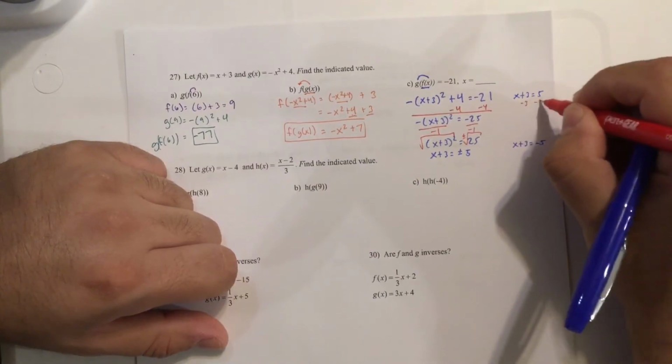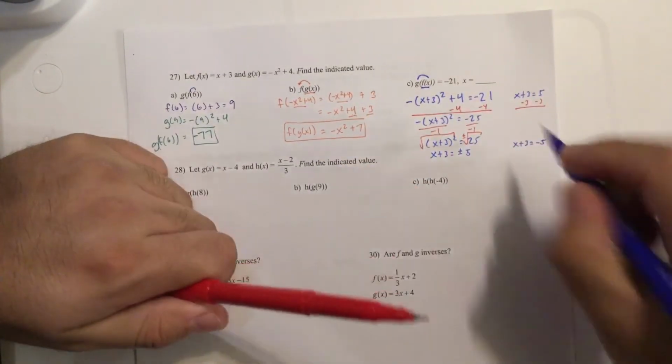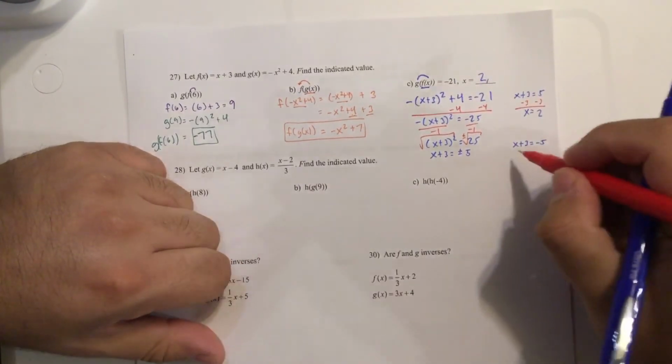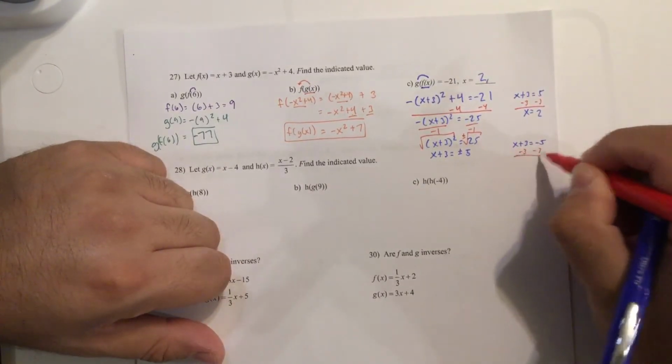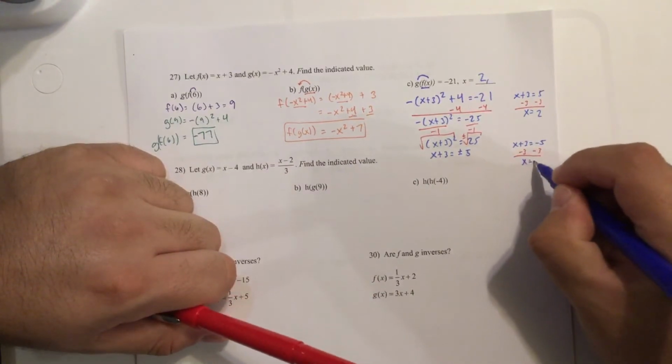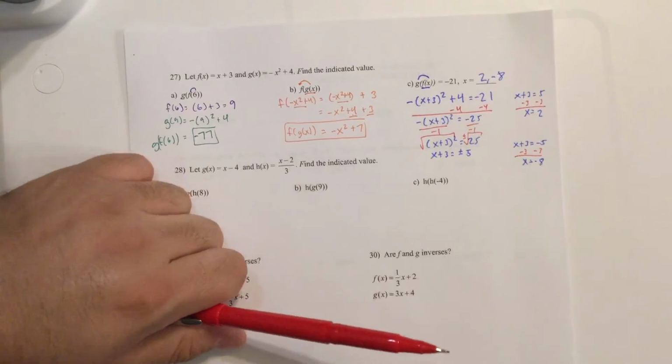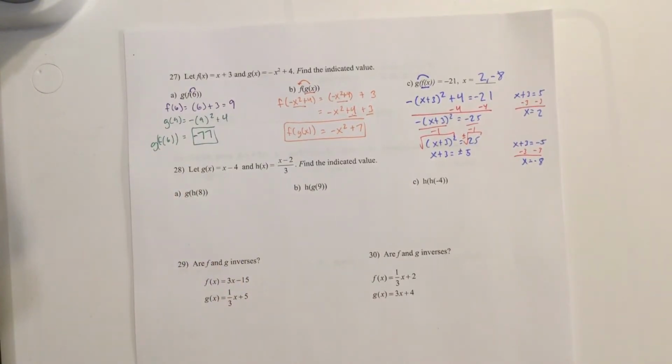So for the first one, we subtract 3 from both sides, and 5 minus 3 is 2, so x equals 2. The second one, we subtract 3 as well, and negative 5 minus 3 is going to be negative 8, and our second answer is negative 8. So 2 comma negative 8 are our solutions.